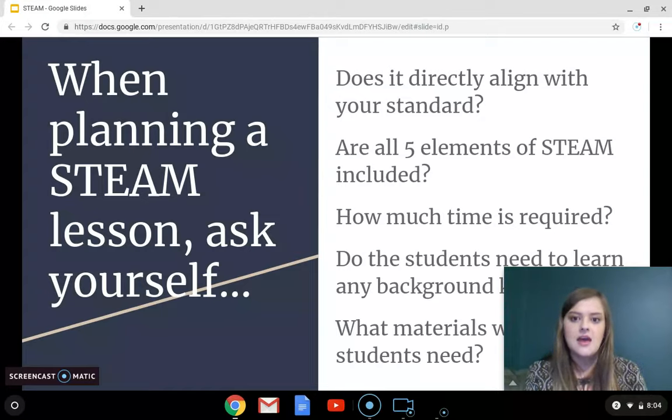You also need to think about how much time is required and plan accordingly for your class. You don't want to spend the first 45 minutes of your class lecturing if it's going to take an hour and a half to actually do the STEAM lesson, the engaging part of the lesson. So you might want to do some background knowledge the day before and then come in the next day ready to do your STEAM lesson. Which brings me to, do the students need to learn any background knowledge? We talked about that a few minutes ago.